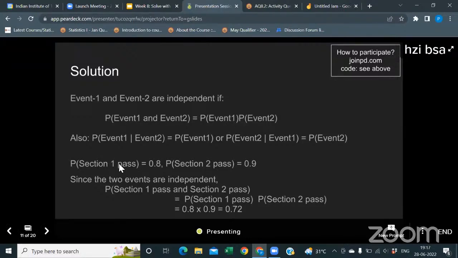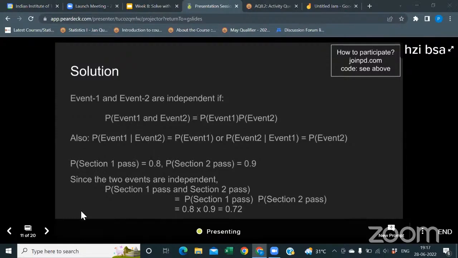So the probability of passing section 1 is given, which is 0.8, and the probability of passing section 2 is 0.9. In the question it was mentioned these two events are independent. So the probability of passing section 1 and passing section 2 will be 0.8 into 0.9, which is nothing but 0.72. Is it okay? Yes, sir. It's clear for everyone.